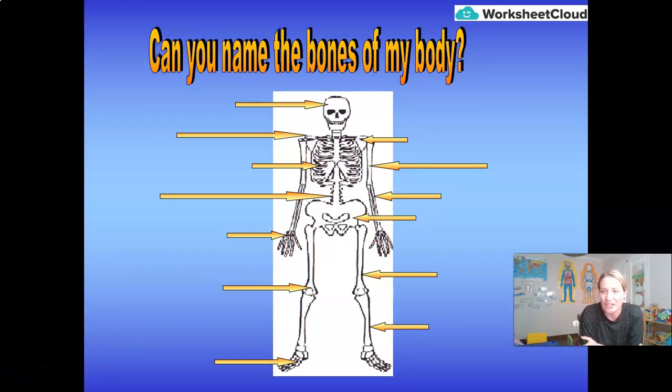So have a little look at the picture in front of you of the human skeleton and see how many of the bones the arrows are pointing to that you can name. In a second, I'm going to give them labels and we will then go through the different functions of those bones.